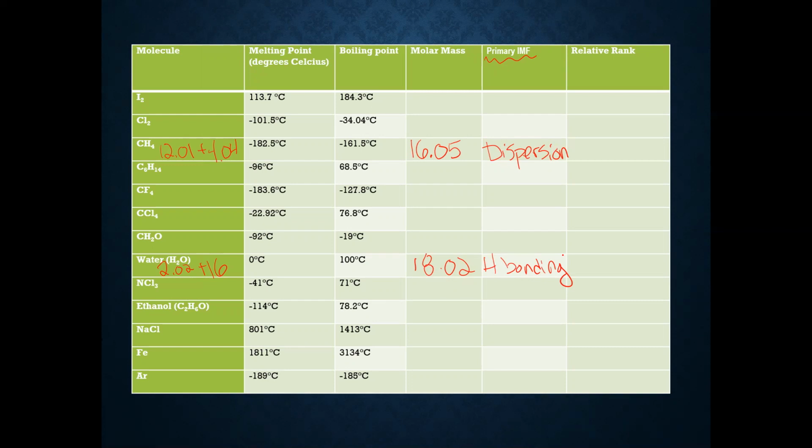Looking at the rest of the chart, then, we would be able to determine, based on the primary IMF, using the size as another justification, and a boiling point to aid us in our relative ranking. So looking at just all these boiling points, we can see that iron is obviously the highest, and iron would have metallic bonding. So that makes sense. This would be the highest out of all of them in terms of intermolecular forces.